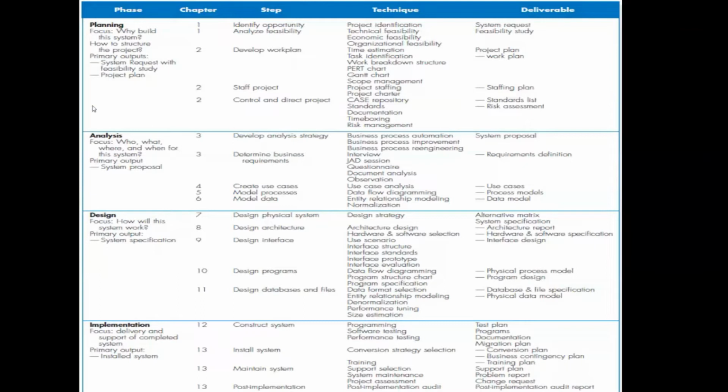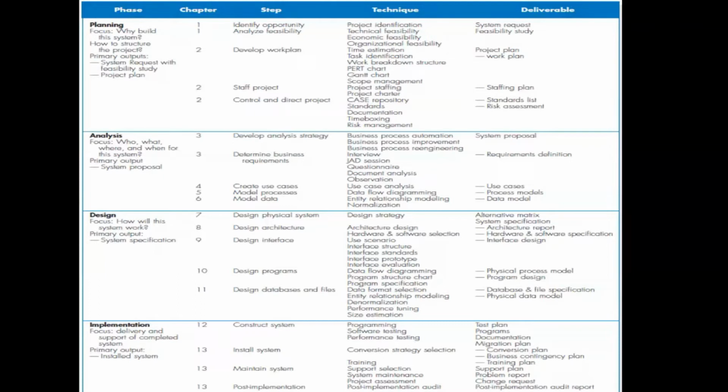When you are asking this question, why we need a system, and if, let's suppose, we need a system, then how to structure it, how the system will be developed. For this purpose, there will be the outputs of a system request, then feasibility studies and project planning. We will talk about this in detail. So generally the planning phase is about why and how.